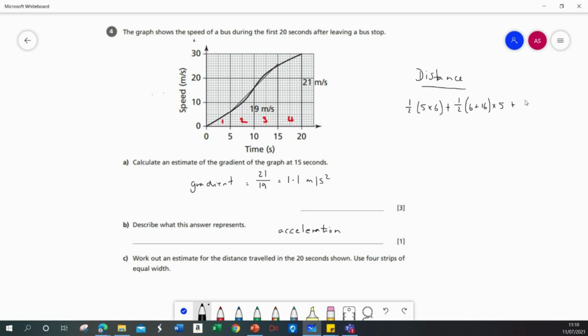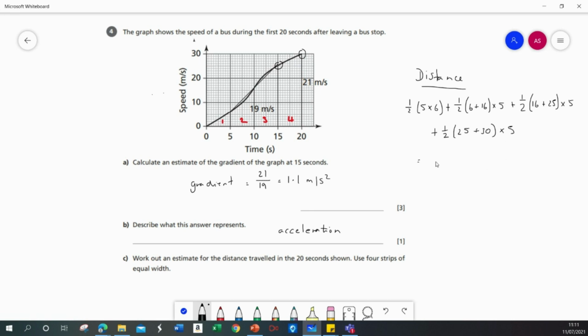plus the area of the next strip, which is a trapezium with parallel sides of length 16 and 25 and a width of 5. And then finally, the last strip is another trapezium with parallel sides of length 25 and 30. And again, I can read that from the y-axis, multiplied by 5.